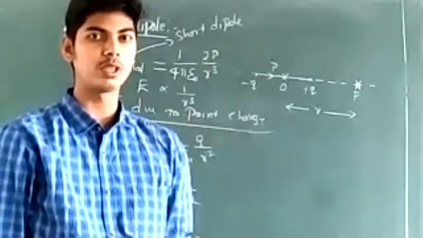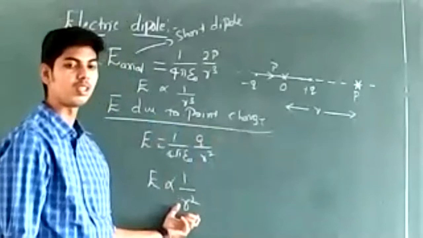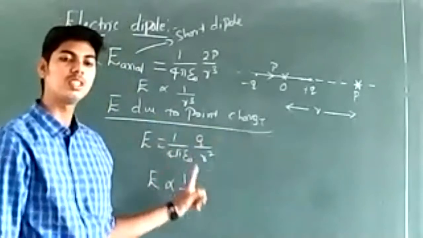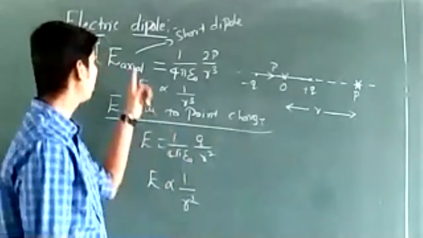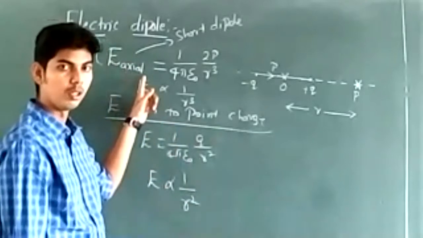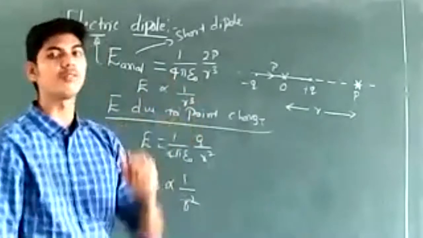How does electric field due to a point charge depend upon distance? Electric field due to a point charge is inversely proportional to square of the distance. On the other hand, electric field due to an electric dipole at a point on axial line is inversely proportional to cube of the distance.